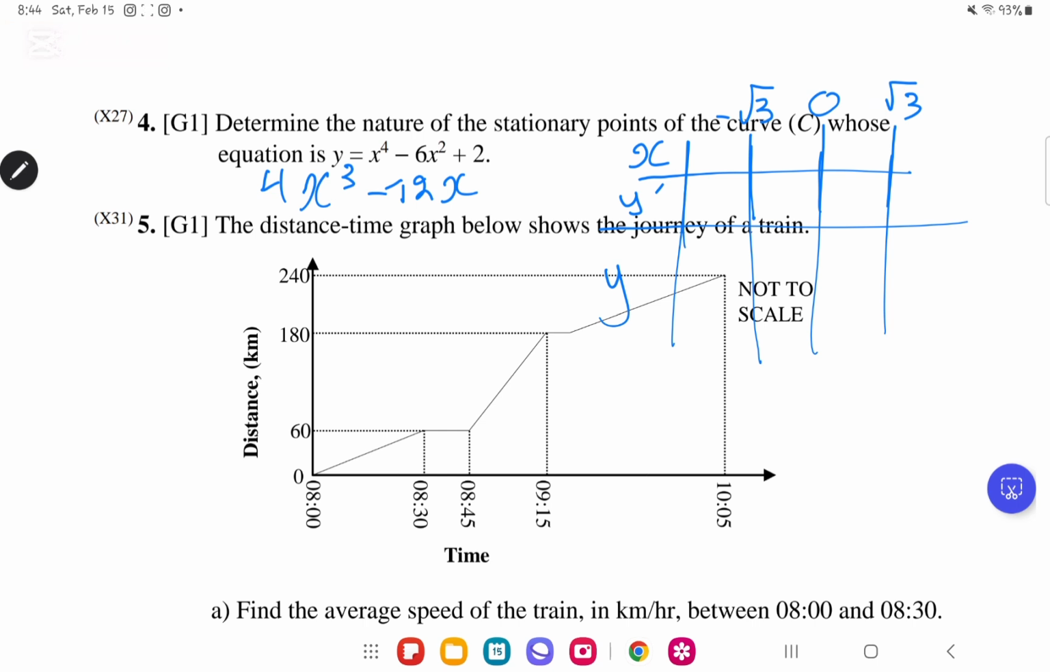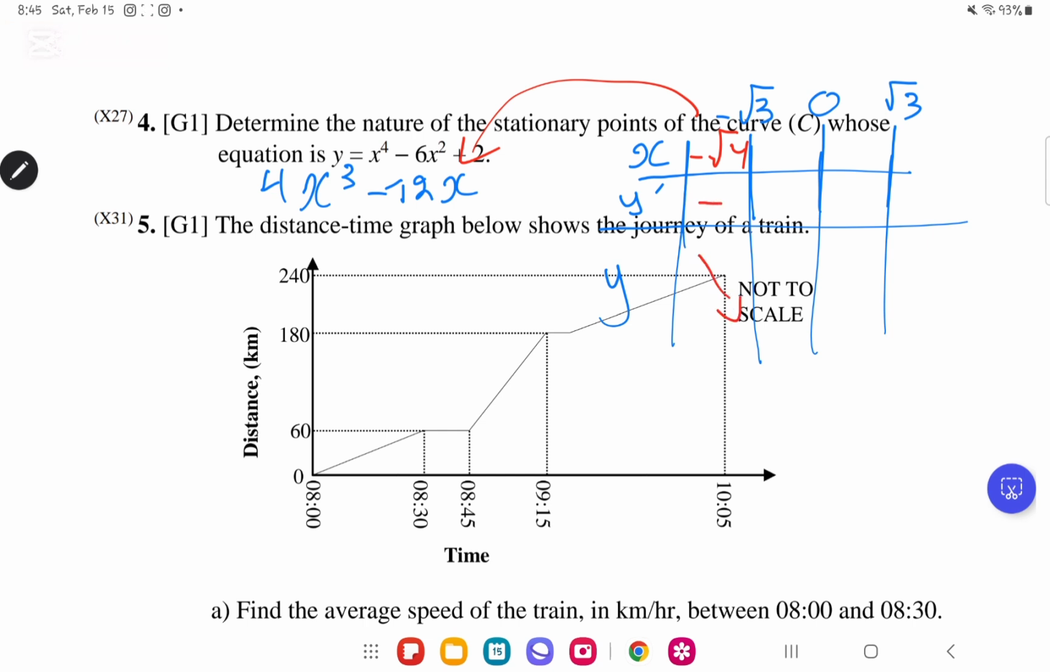Okay, so what we're gonna do is we're gonna choose a number that is less than minus radical 3. So an example would be minus radical 4. So let's say you chose minus radical 4. Okay, if you are gonna substitute it in the derivative, what are you gonna get? If you substitute minus radical 4 in the derivative, by the way, minus radical 4 is minus 2, so you can do 4 times minus 2 to the power of 3 minus 12 times minus 2, you will get a negative number. So over here, this is negative and it is going down.